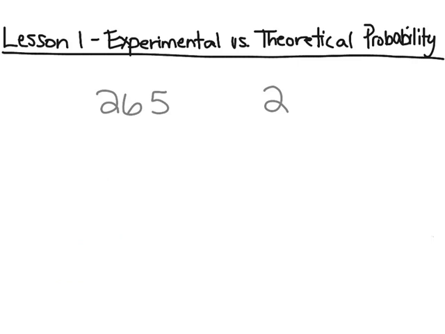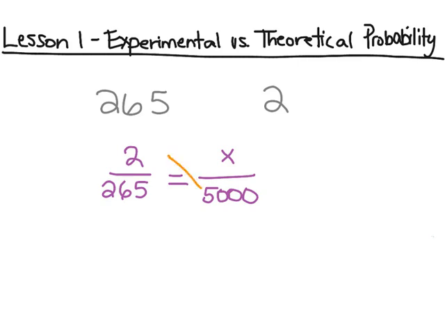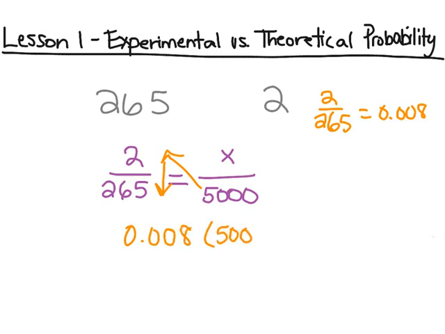So in a shipment of 5,000, how many light bulbs are likely to be defective? So you can do this in 2 ways. We know we have 2 out of 265 are defective. We want to figure out how many out of 5,000 would be defective. So we set up a proportion and put an X in the defective part, and then you're going to cross multiply and divide. And this is the same as taking 2 divided by 265 as a decimal, which we already know is 0.008, and multiplying by 5,000. And you should get 40 light bulbs.